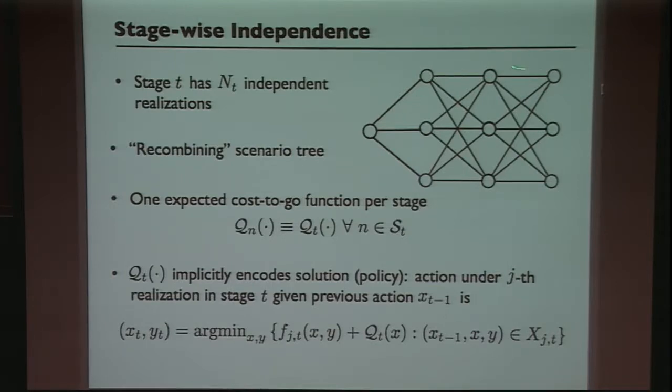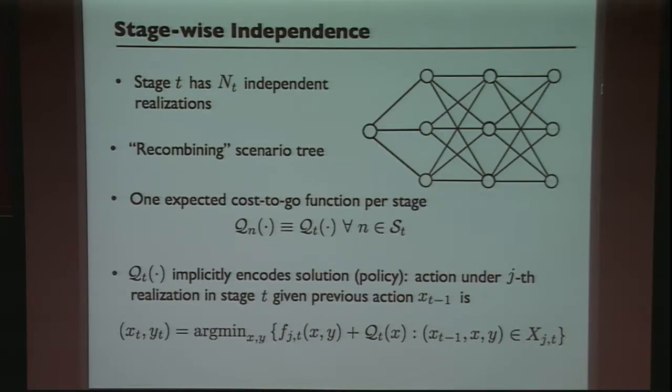So now we have a scenario tree which looks like this. This is not a tree. It's called a recombinant tree or some other kind of object here. So what does this do for us? Why is this useful? The reason it is useful is because now our cost-to-go functions only depend on the stage we are in. So I need only one function per stage, not per node.